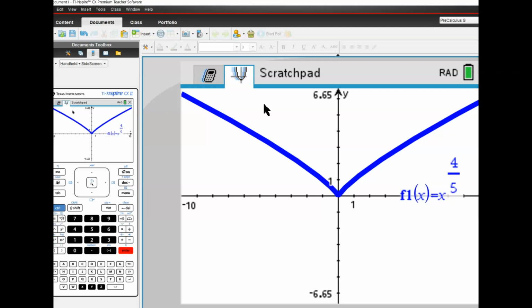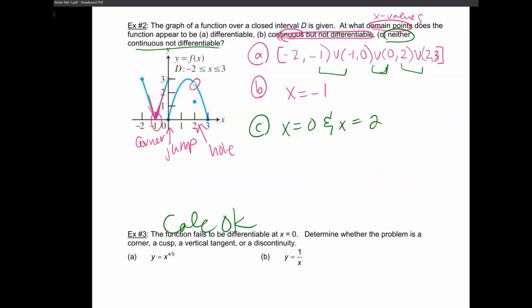Okay, so if you look at this, what does it look like? It is a cusp. It says the function fails to be differentiable at x equals 0. Determine whether it's a corner, cusp, vertical tangent, or discontinuity.